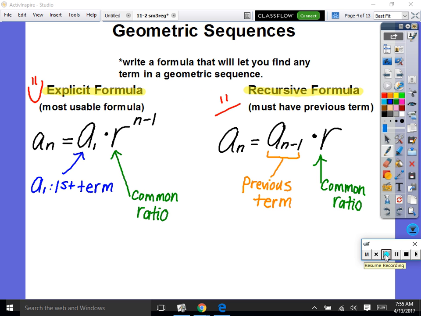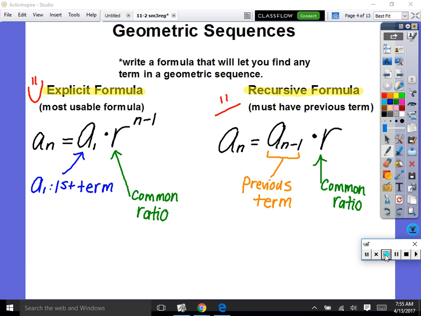Okay, so now we know that if I say find the 100th term, you don't want to have to go through and multiply by, for example, 2 until you get to the 100th term. That would take you too long. So just like with an arithmetic sequence, we're going to write an explicit formula that allows us to find any term in the sequence. So this is the general formula to find any term in a geometric sequence.